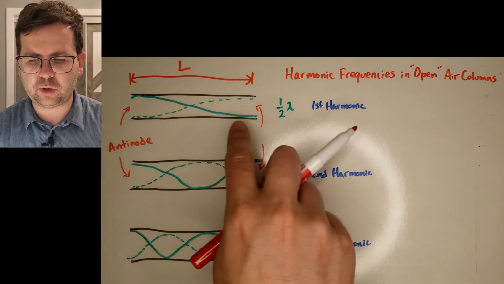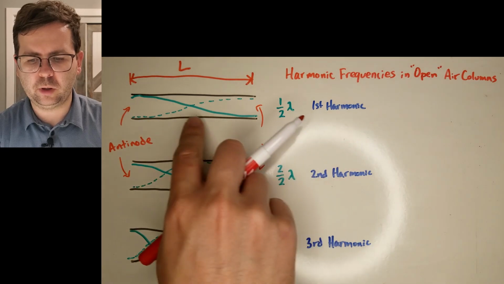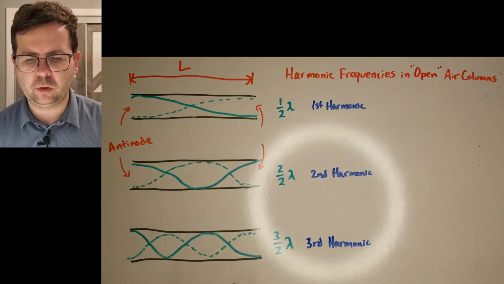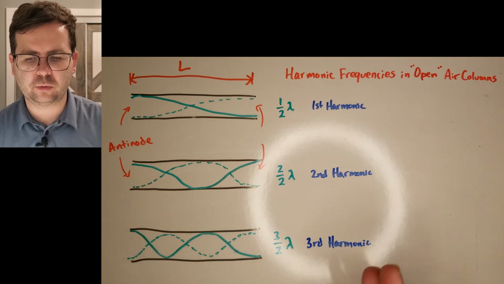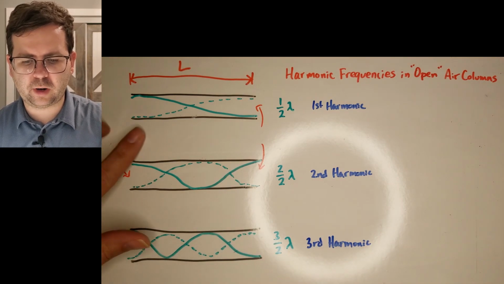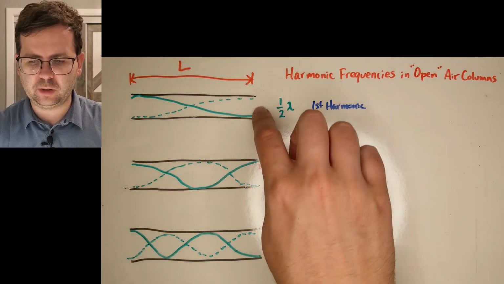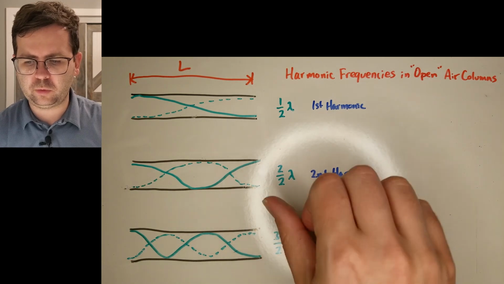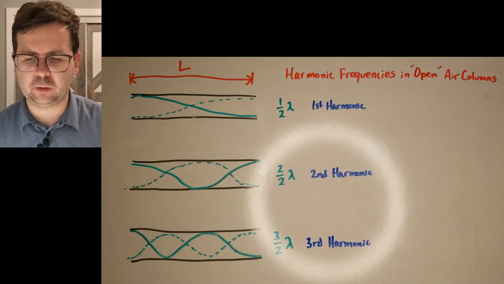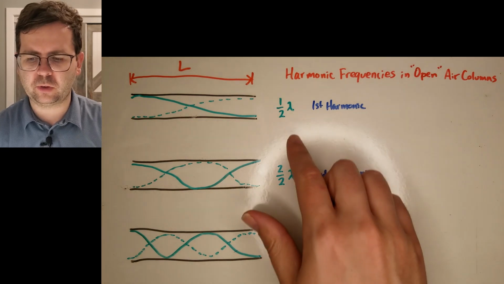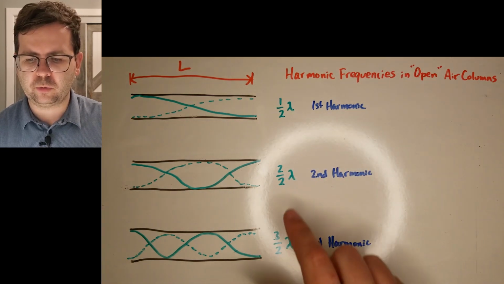Because each end has to be an antinode and there are nodes in the middle, only certain types of standing waves will fit in these pipes, because there has to be an antinode at each end. And so you can only fit these particular wavelengths, or size waves, inside these pipes. And so there's a pattern.